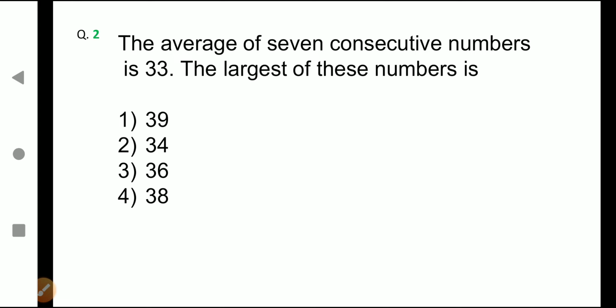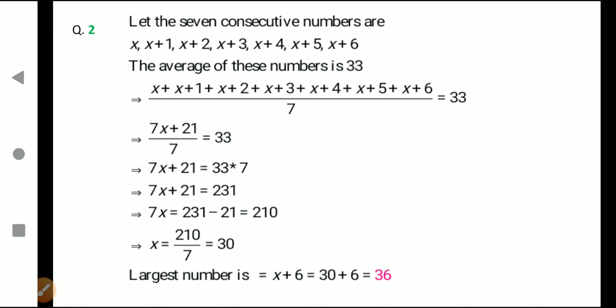And next question, the average of 7 consecutive numbers is 33. The largest of these numbers is? So let us say the 7 consecutive numbers are x, x plus 1, x plus 2, x plus 3, x plus 4, x plus 5, x plus 6. Then the average is 33. So the sum of numbers divided by the total quantity of numbers is equal to 33. So from this, 7x plus 21 by 7 will be 33. Then we will get 7x as 210, and 210 by 7 is equal to 30. The largest number is x plus 6, so we are getting x as 30, so x plus 6 means 30 plus 6 is equal to 36.